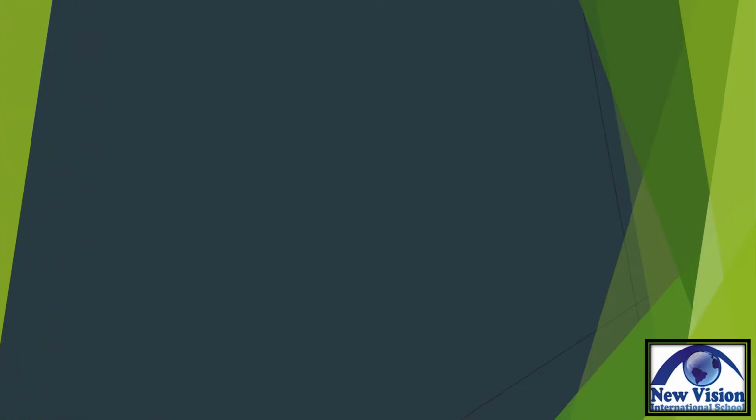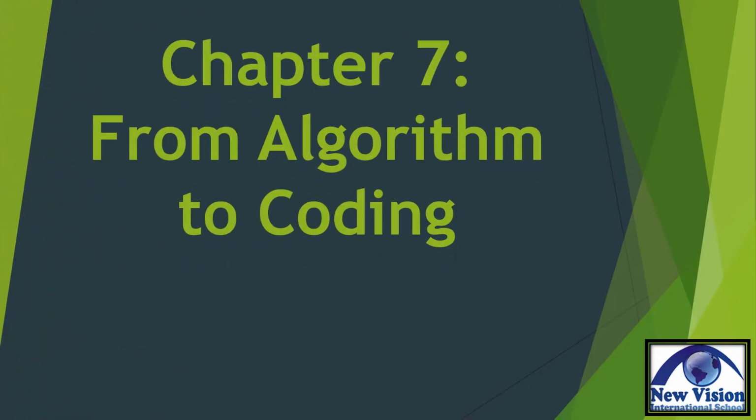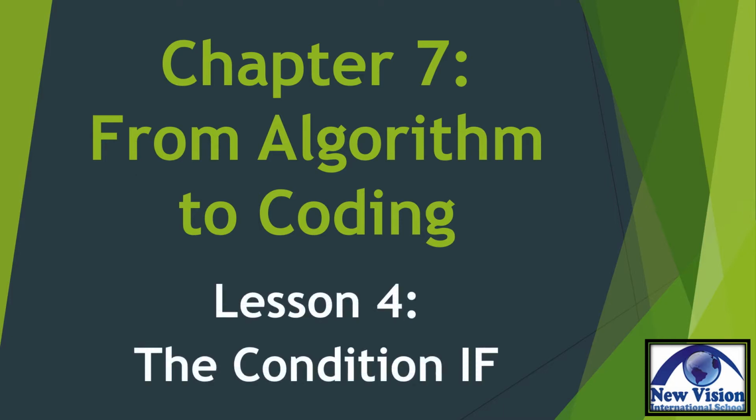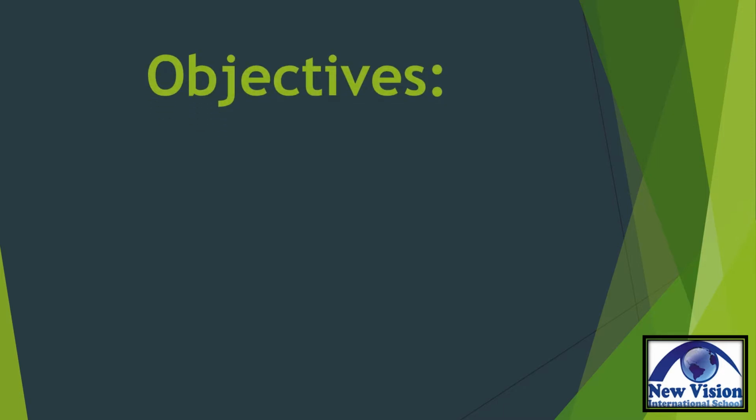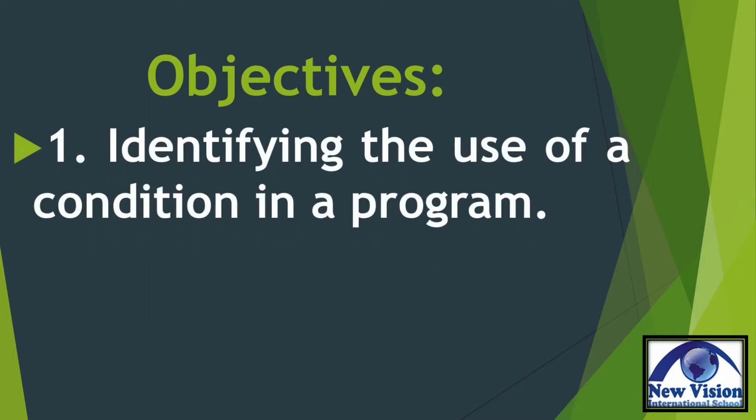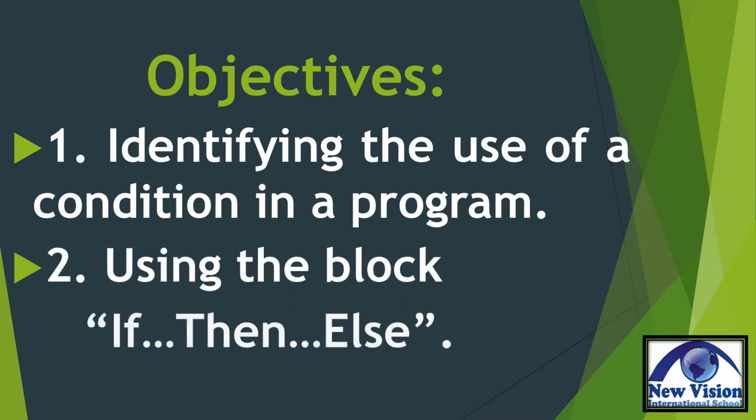Our lesson is under Chapter 7, From Algorithm to Coding, entitled Lesson 4, The Condition If. The objectives of today's lesson are the following. Number 1. Identifying the use of a condition in a program. And number 2. Using the block if, then, else.